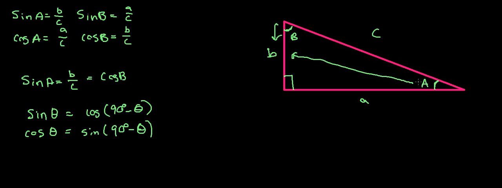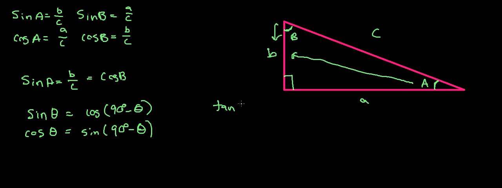So if I take the cosine of A, that is equal to the sine of B. And I'm going to know B if I have A, because I would just subtract A from 90 and I would have angle B. Or if I had B, I would just subtract B from 90 and I would have A. There's also a complementary angle for tangent.